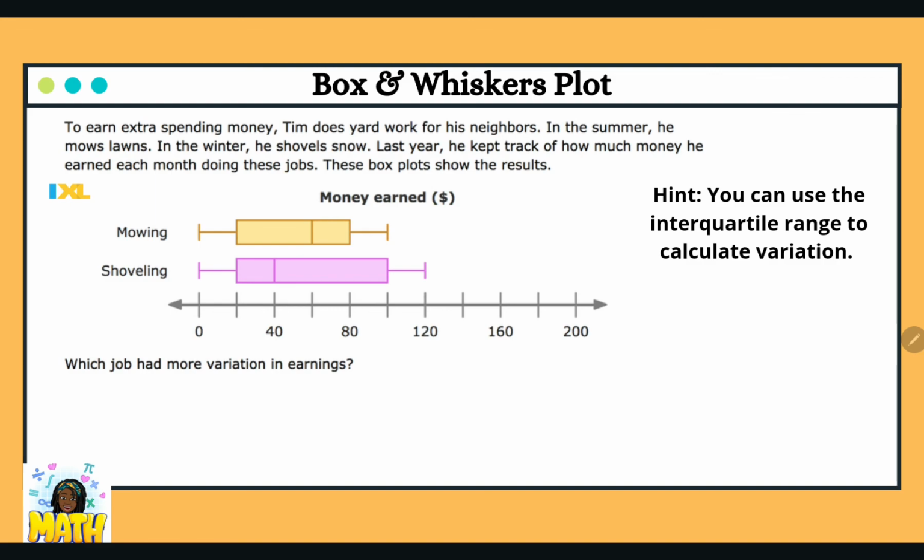Let's take a look at one more example. To earn extra spending money, Tim does yard work for his neighbors. In the summer, he mows lawns. In the winter, he shovels snow. Last year, he kept track of how much money he earned each month during these jobs. These box plots show the results. Which job had more variation in earnings?